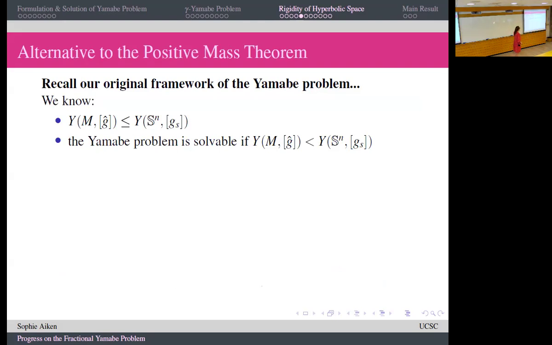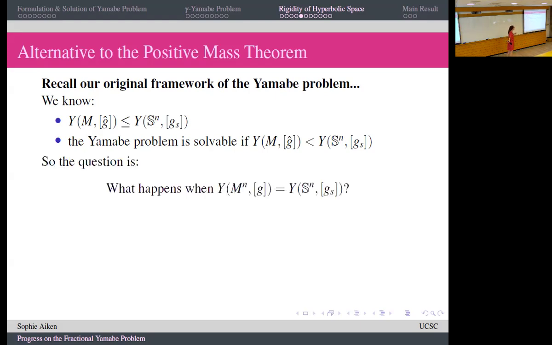Going through, again, we've talked about this rigidity statement and how we're going to use it in terms of the classical case. We're going to finish that out. Recalling the original work of Yamabe, Schrödinger, and Aubin, we have always that the Yamabe constant is less than or equal to that of the sphere, and it's solvable if it's strictly less than.